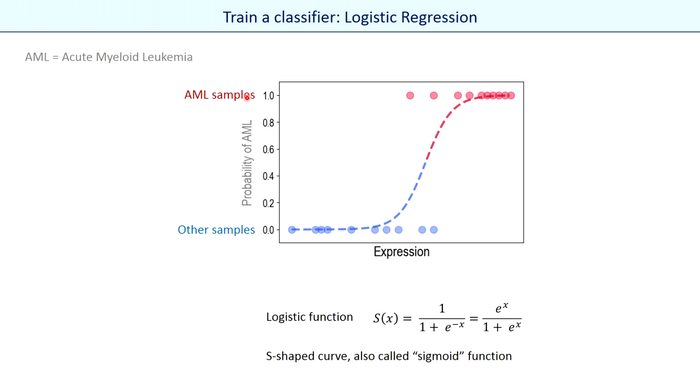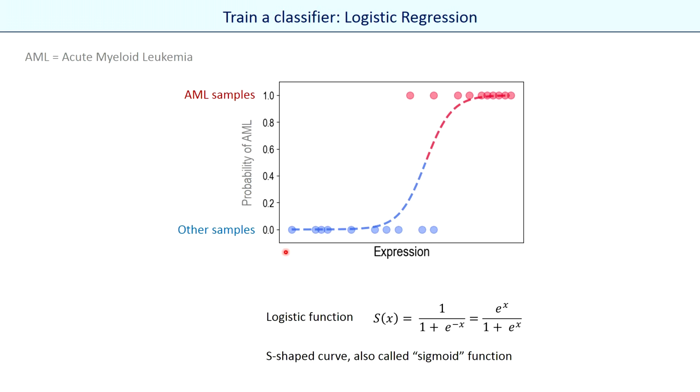Let's imagine that we need to detect samples of acute myeloid leukemia against other types. We use samples from a training dataset. Samples of acute myeloid leukemia are presented in red color. For these points, the probability to be acute myeloid leukemia is equal to 1. The probability is shown on y-axis and the expression level on x-axis. In our example, we imagine that the expression level of acute myeloid leukemia is rather high compared to other leukemia types, which are presented in blue. For these blue samples, the probability to be acute myeloid leukemia is equal to 0.